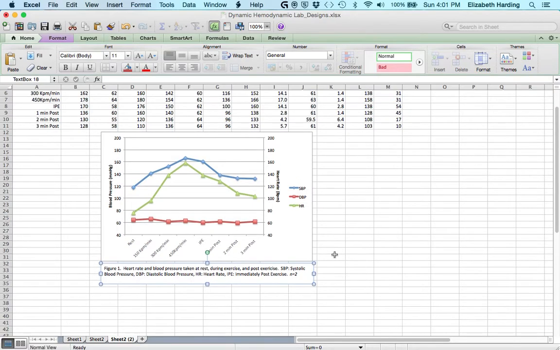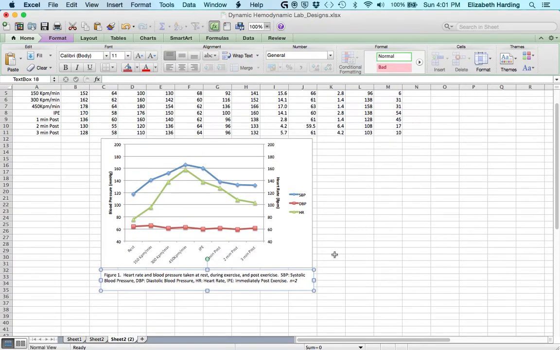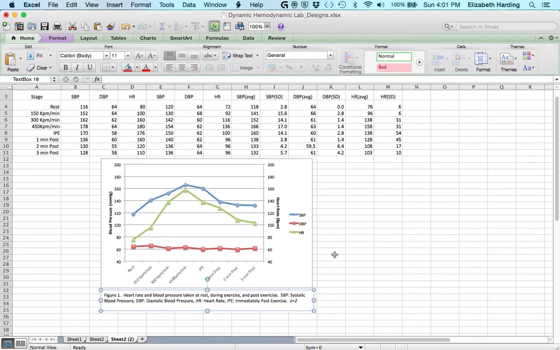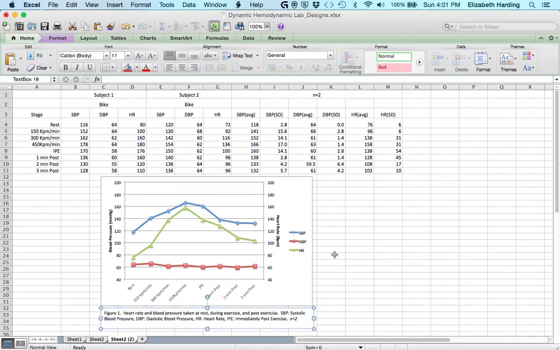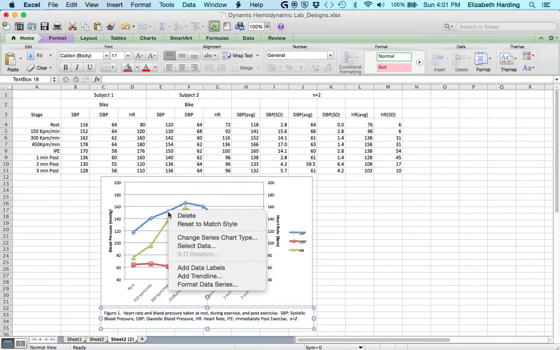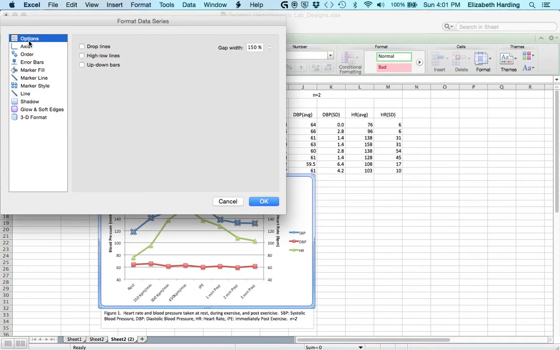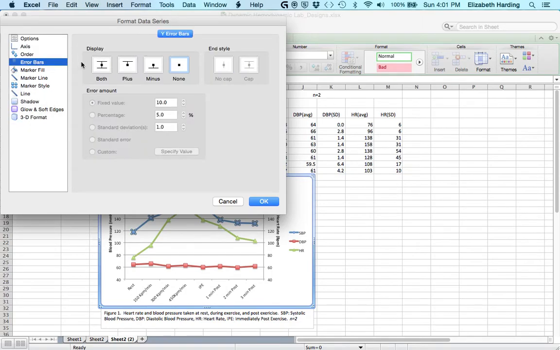And that's that. So the next thing I want to show you is how to add error bars, or the correct way to add error bars. So I'm going to do that for our systolic blood pressure. Okay, so I'm just going to go ahead and right click on one of those data points, and all of them are going to be selected. I'm going to go to Format Data Series, and in that menu I'm going to select error bars.